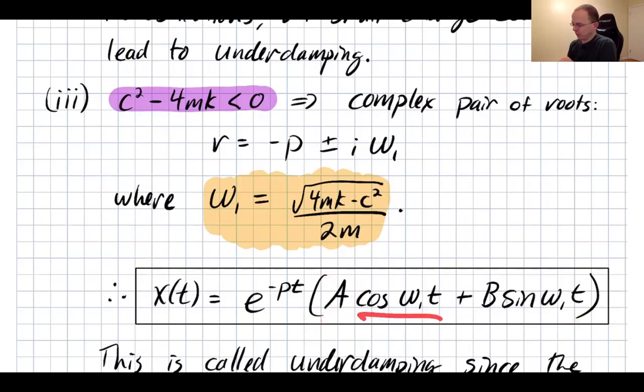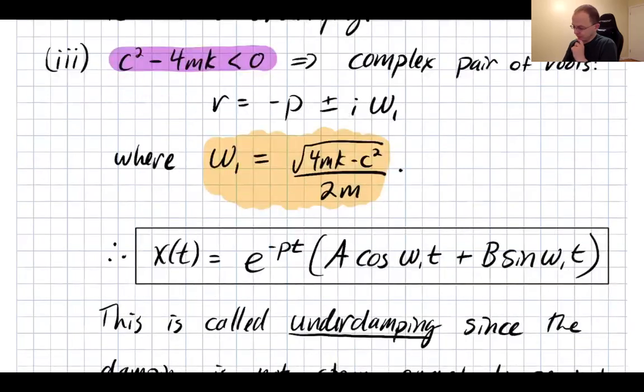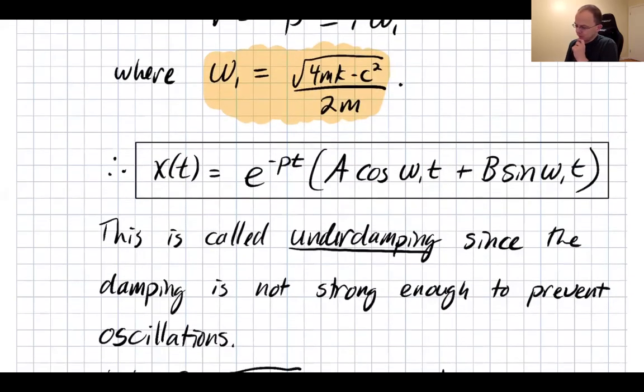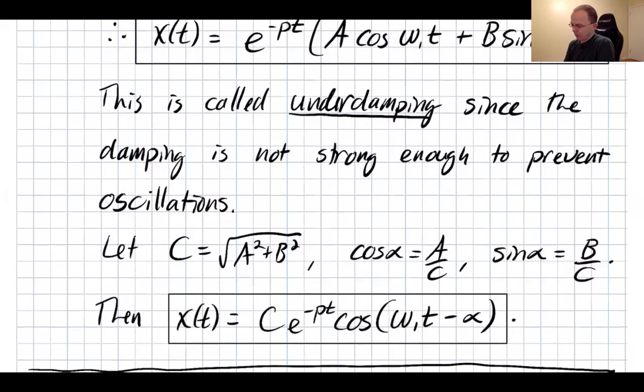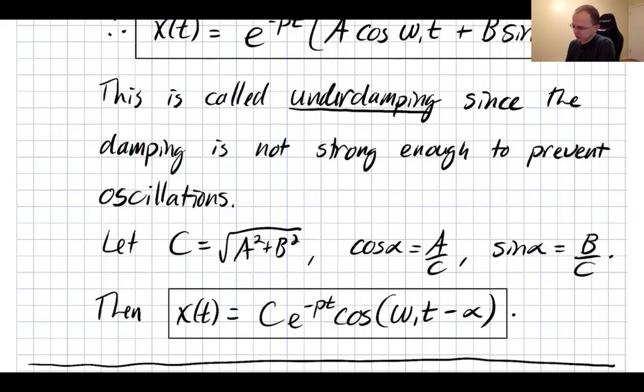Instead of having two trig functions, we'll just have one. This is called underdamping, since the damping is not strong enough to prevent oscillations. So we are getting some oscillations here from these trig functions, and we can rewrite it as a single trig function using the formulas that we developed above.